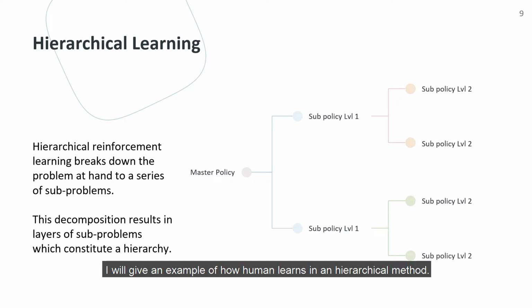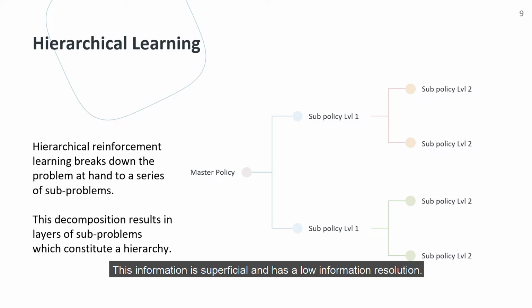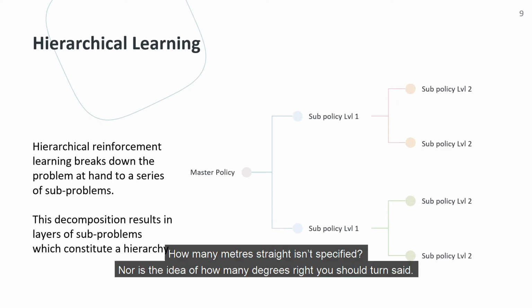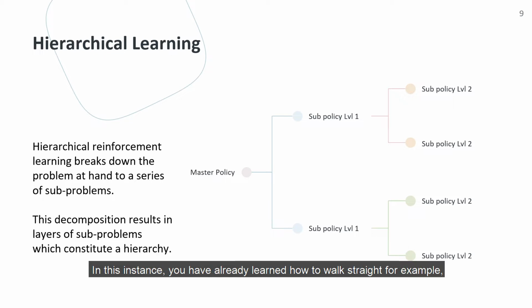I'll give an example of how human learns in a hierarchical way. Suppose you were lost and asked me for directions to the nearest bus stop. I would likely say something along the lines of, walk straight from here and take the first right. This information is superficial and has a low information resolution. How many meters straight isn't specified, nor is the idea of how many degrees to the right you should turn. Yet it is understandable for humans because you are able to build upon previously learned information. In this instance, we have already learned how to walk straight, for example, which further invokes a lower level learning of how to move your leg muscles to walk.